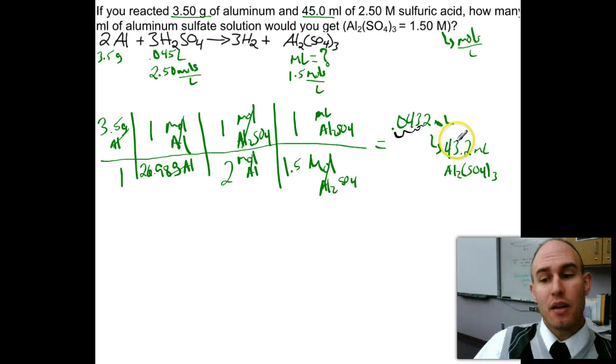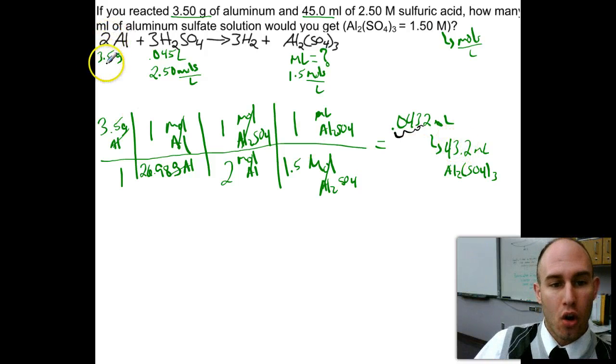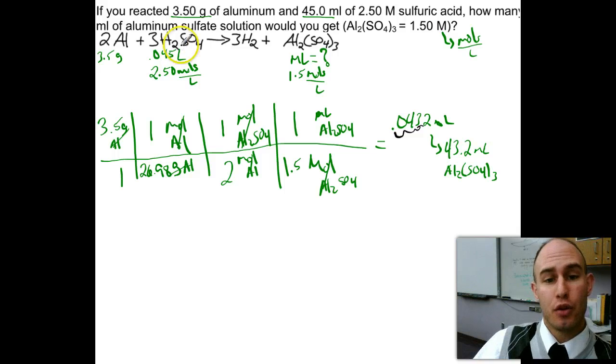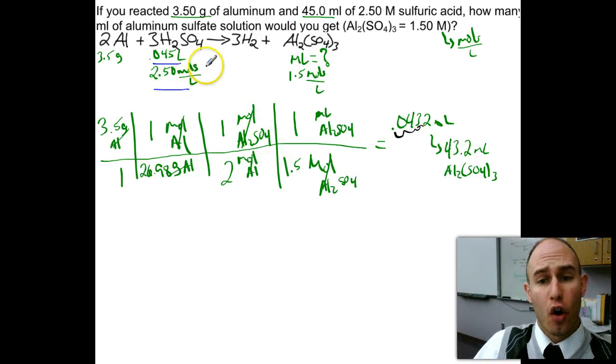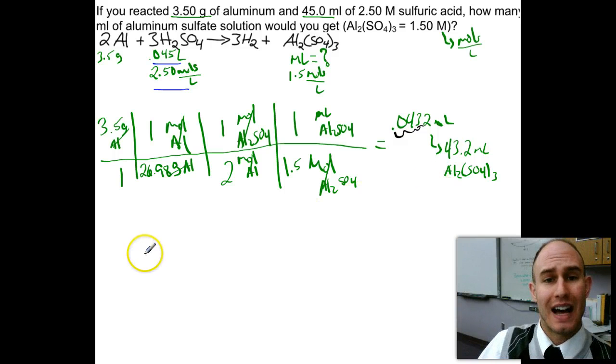Now, that's how many milliliters we could get if we use all 3.5 grams of the aluminum. Well, what about the 0.045 liters of the sulfuric acid? Maybe we end up using all of this up first, and we actually can't produce that many milliliters of the aluminum sulfate, or vice versa. It's kind of a limiting reactant problem. We've done limiting reactant problems before. So I'm going to set this one up here. I'll use the blue for this one. We're going to do the exact same steps to solve and see which one is the smaller answer and what actually limits how much I can produce.